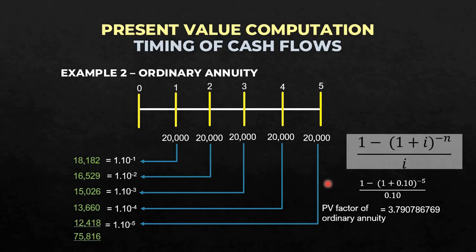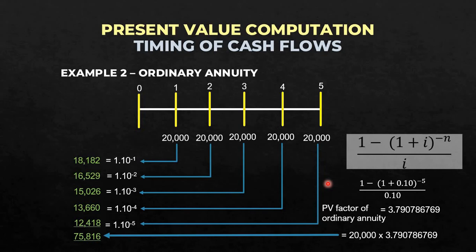Again, magagamit lang natin itong formula na to kung yung future cash flows are all equal at they will be received or paid at equal intervals. So, in this case, ang ating future cash flows are all 20,000 pesos. So, para magamit yan, 20,000 times the PV factor. At pag minultiply mo yan, ang sagot is also 75,816 pesos.